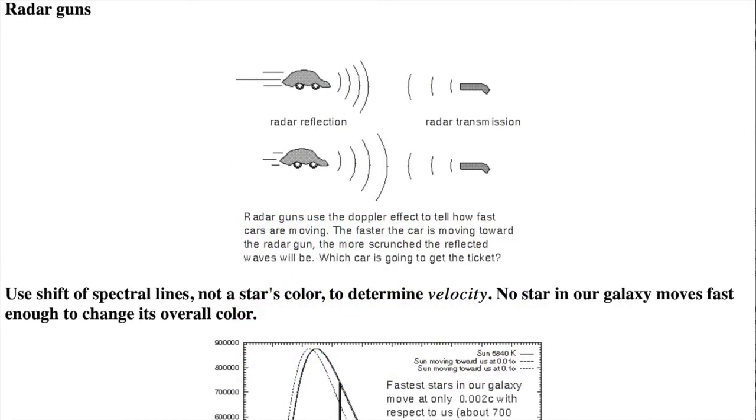With a radar gun, the device produces a radio wave of a certain specific wavelength. If it bounces off your car while you're approaching the device, the reflected waves will be scrunched up. The radar gun measures the wavelength of the reflected wave and calculates the speed from how much the reflected wave is scrunched up. If the reflected radio waves are scrunched up too much, you get a ticket. If you're moving away from the device, the reflected waves will be stretched out. If they're stretched out too much, you get a ticket.